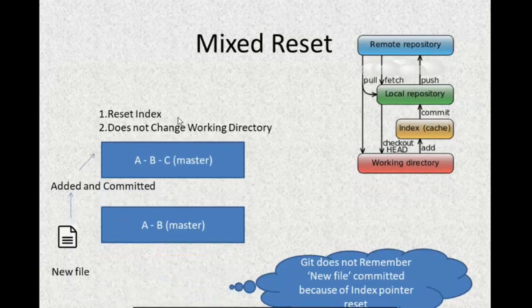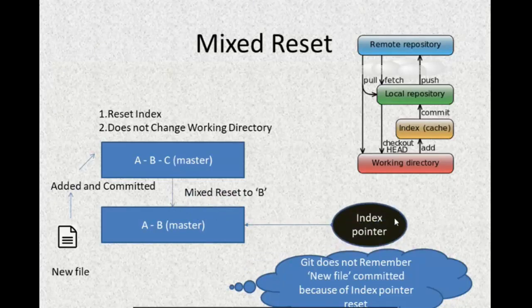Suppose you have a new file and your branch head location is at this location. Then you add and commit. So your new branch head location is this ABC master, and then you perform mixed reset to ABC master. So what will happen? Your index pointer now changes to this one. In soft reset, your index pointer was still at ABC master, but in the case of mixed reset, your index pointer will be at AB master.